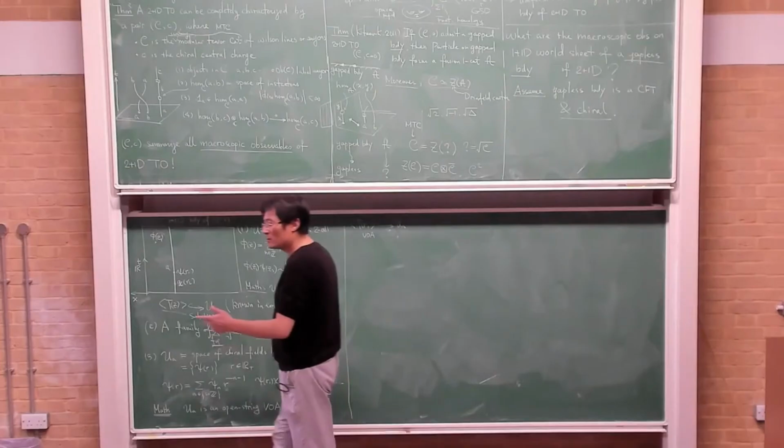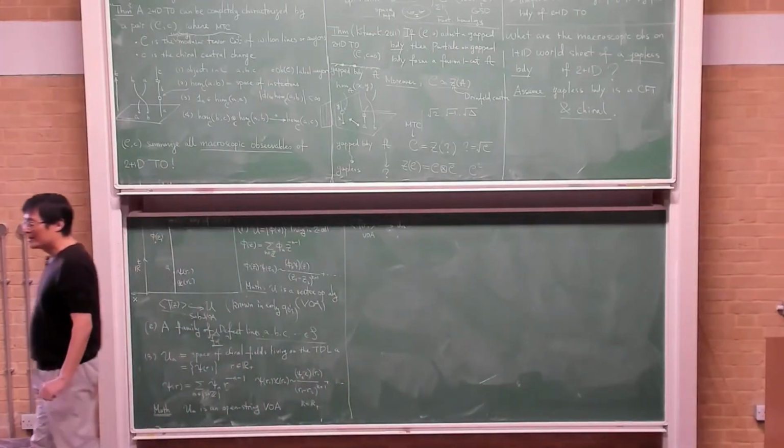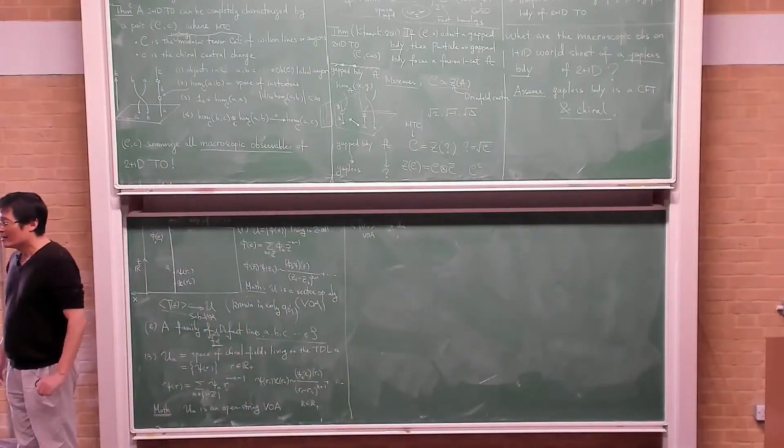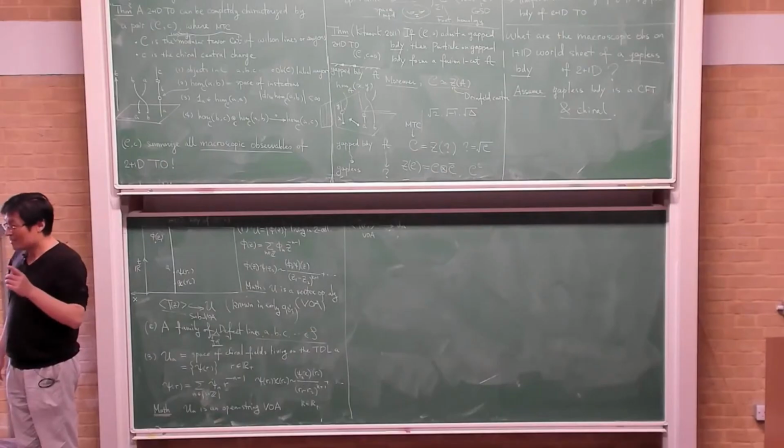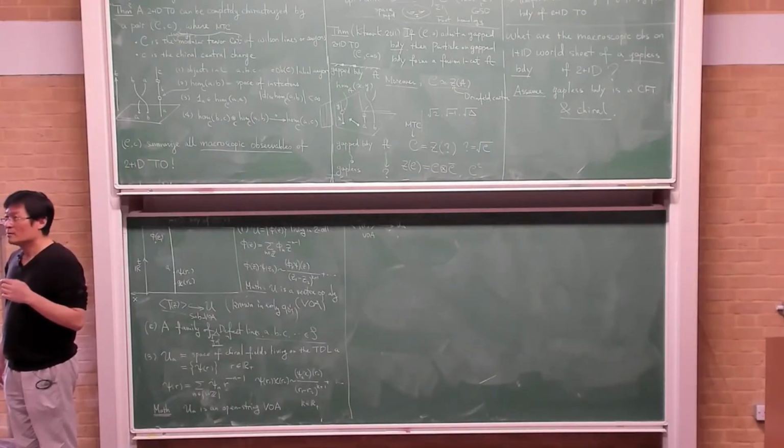Can we talk about conformal line defects? Topological line defects do not have a local energy momentum tensor defined. There is no such thing on a topological line defect. If there was, it wouldn't have been topological.